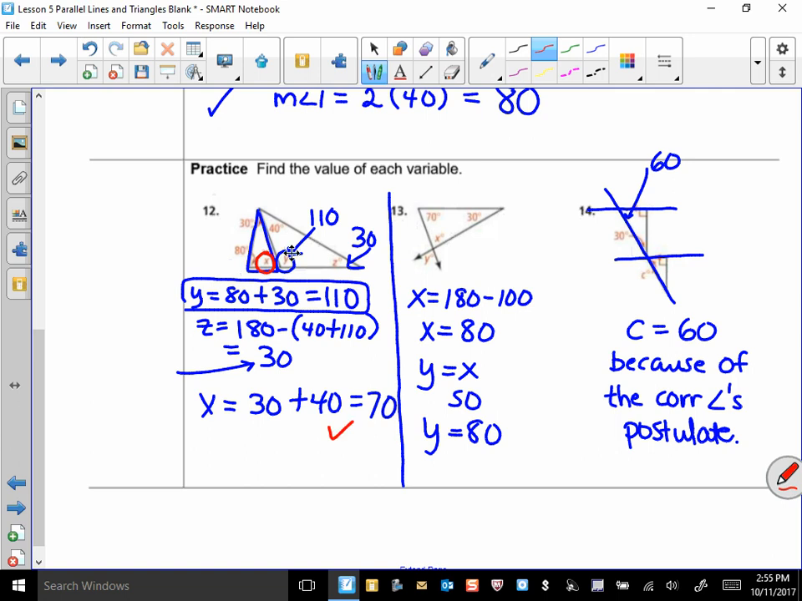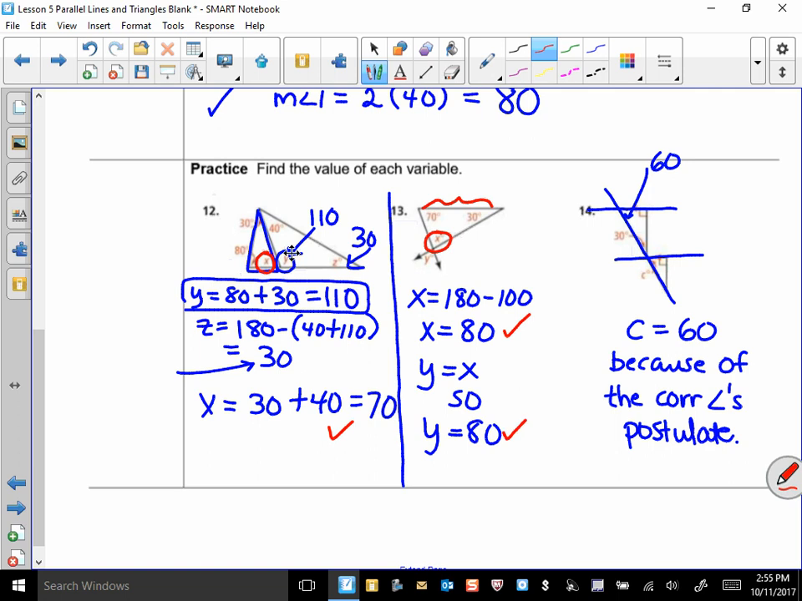And for the middle picture, I'm going to find x first because I have 2 of the angles of the triangle, so I just subtract the sum of these 2 from 180, which gives me 80. And then because of the vertical angles theorem, I know that x and y are congruent, the measures are equal, so y has to also be 80.